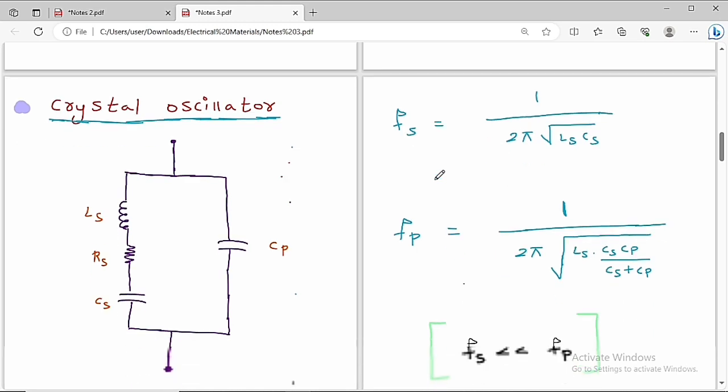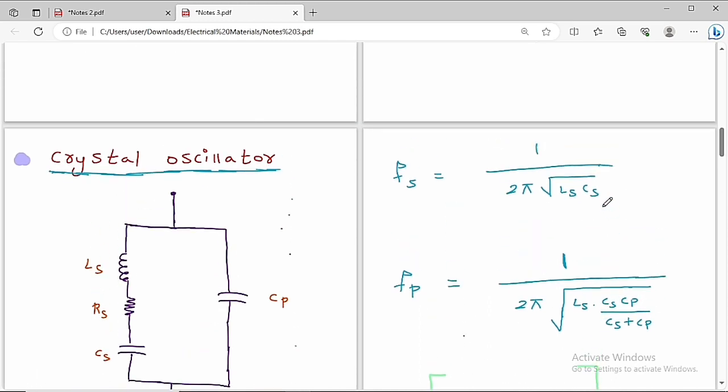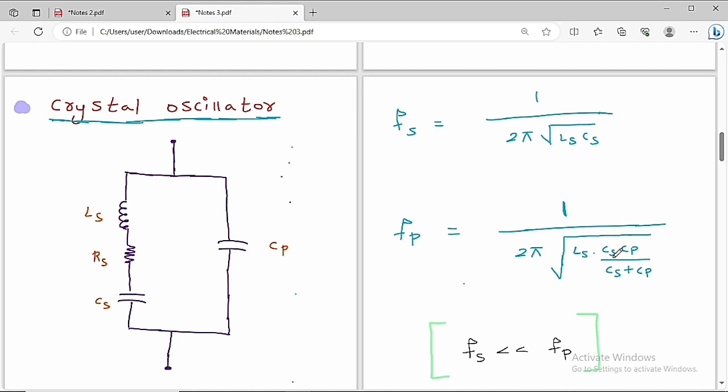So directly remember this expression: FS is equal to 1 by 2 pi under root LS CS, and FP is equal to 1 by 2 pi under root LS into CS CV by CS plus C2. I request you to remember these formulas. So if you see clearly here, CS and C2.